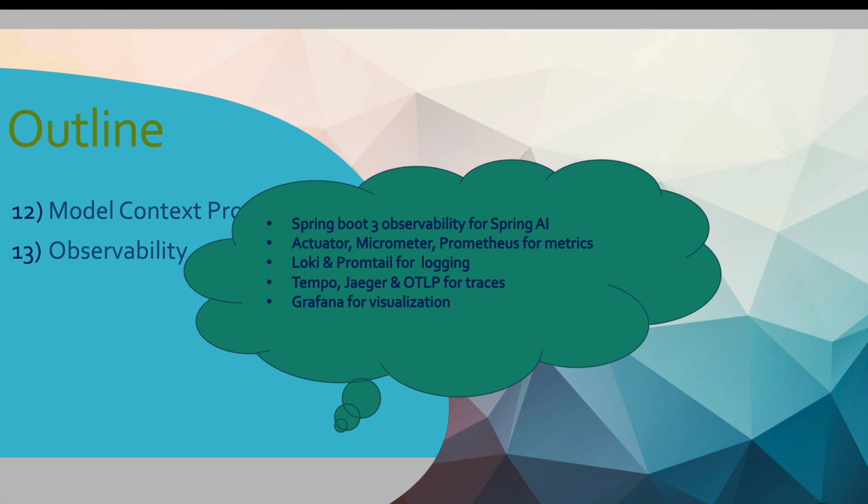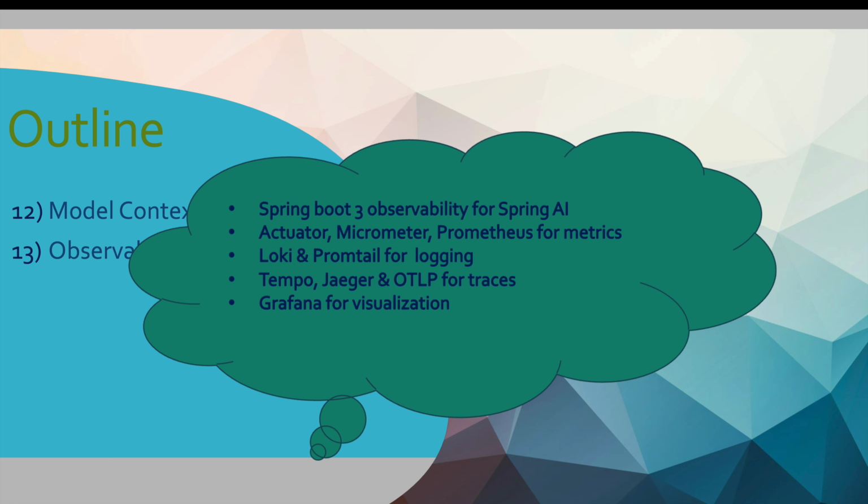Finally, in section 13, you will add observability features to the AI agents and RAG flows that were implemented in the previous lectures. You will learn to use Spring Boot 3 observability with Actuator, Micrometer, and Prometheus, send logs to Loki using Promtail, and visualize them in Grafana, and then send metrics to Grafana using Prometheus to visualize them.